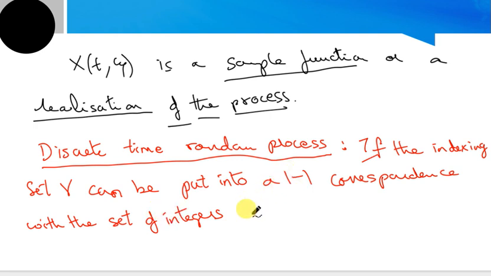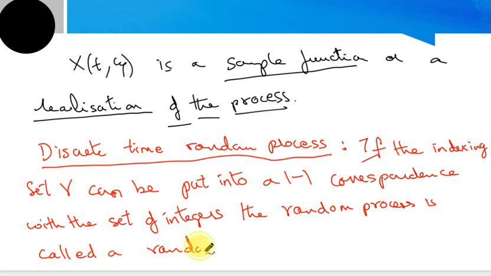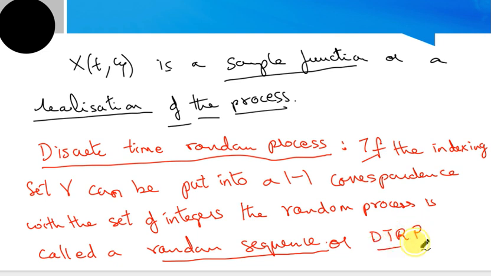the random process is called a random sequence. So this is the next thing that we have learnt. What is meant by a random sequence, or in other words, a discrete time random process. So it is known as a random sequence or a discrete time random process.